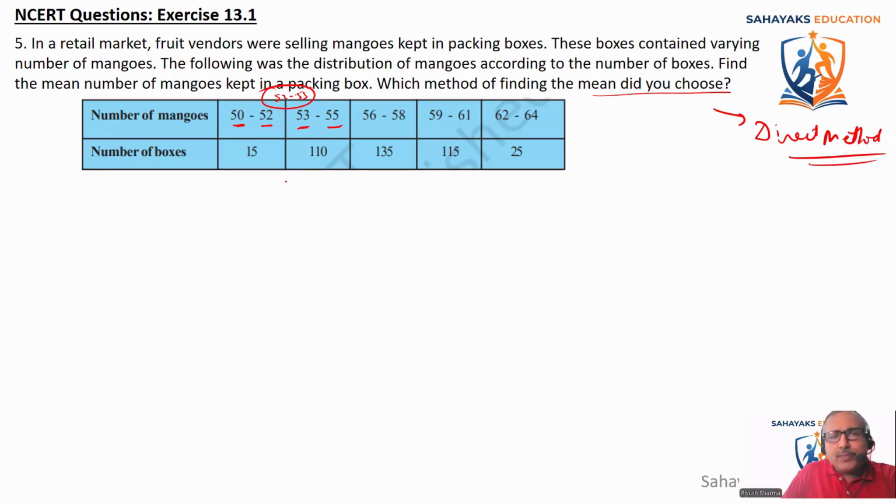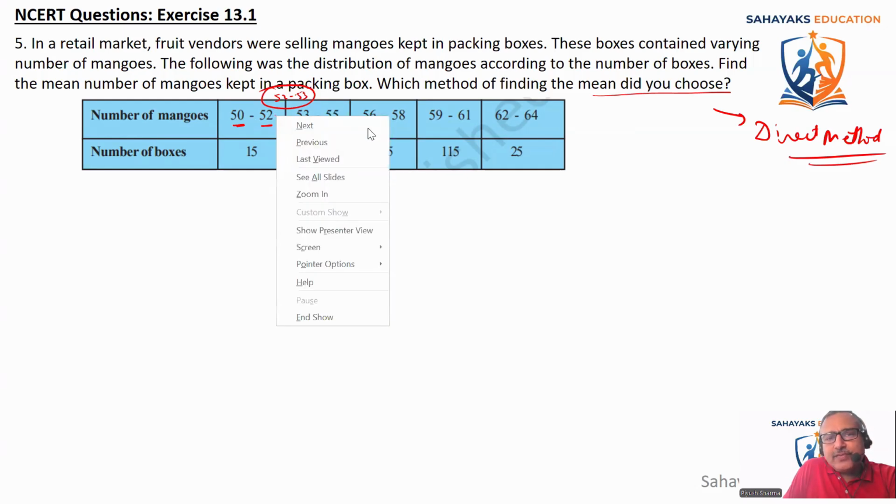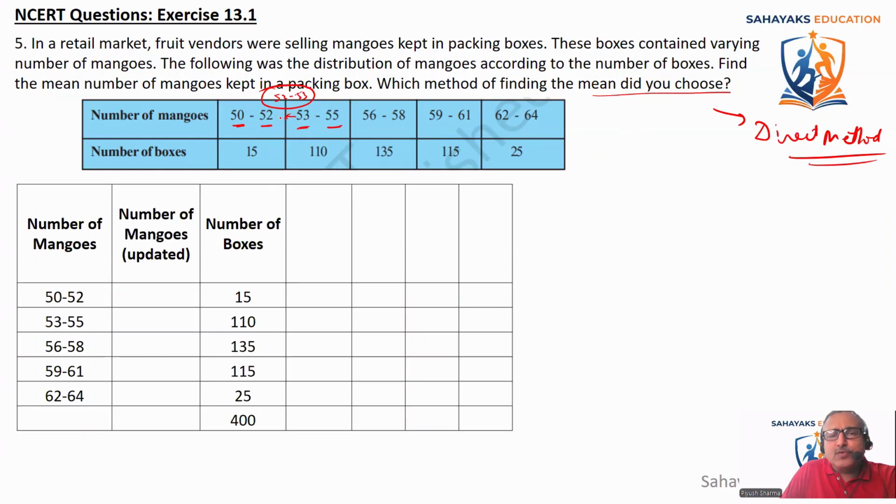Now, how are we going to compute it? First of all, we'll change these values to become sequential. As of now, it is not sequential. How will we make it sequential? We'll extend 52 to 52.5, and we'll reduce the value from 53 to 52.5, so this will become the same. So instead of the original classes, we'll say it is 49.5 to 52.5.